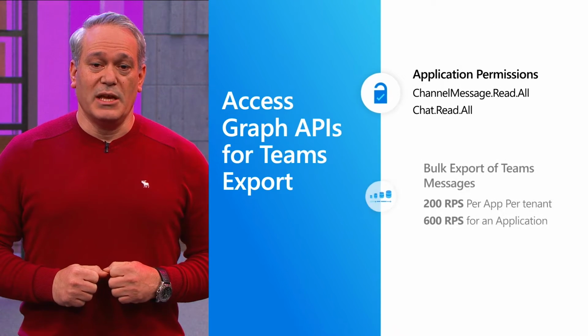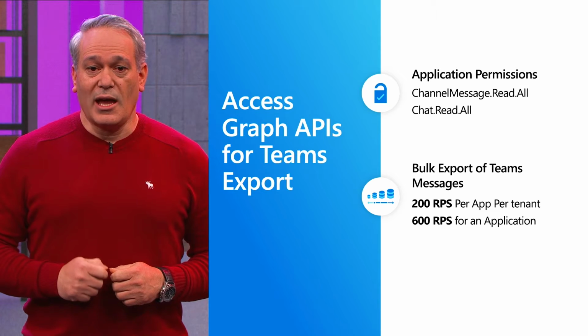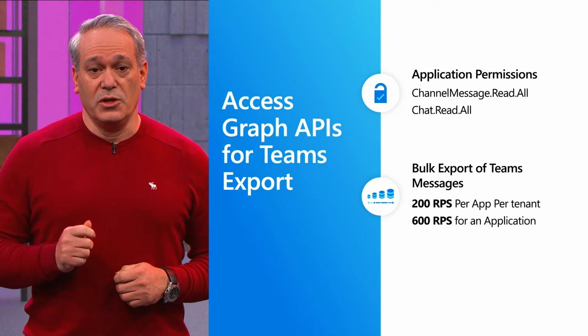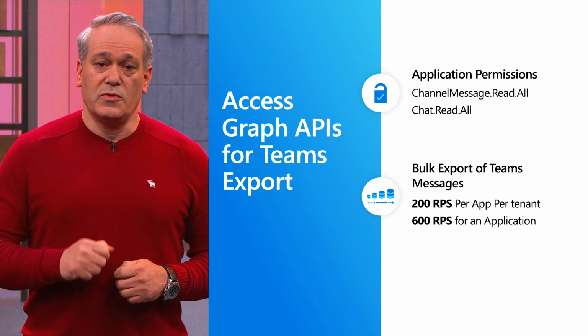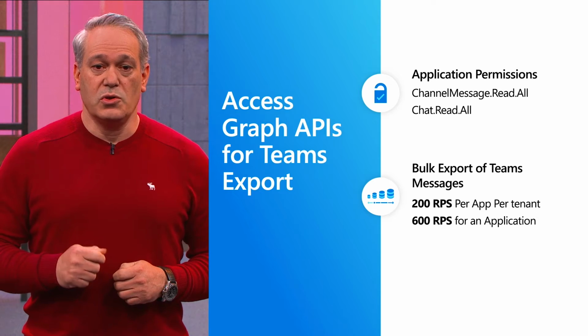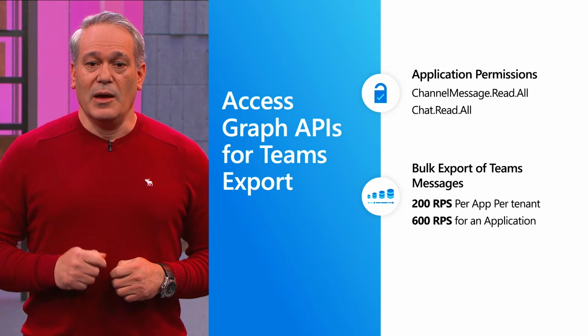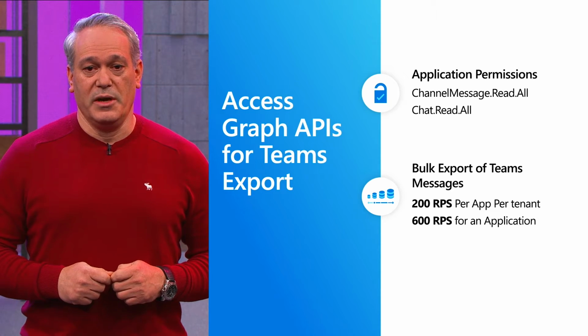Graph APIs for Teams export are only enabled with application permissions. You will need to request tenant admin consent for ChannelMessage.Read.All and Chat.Read.All to get access. We also increase the throttling limits of these APIs to allow for bulk access of data for most of the supported scenarios. I'm looking forward to seeing what you will bring to market with these powerful Teams Graph APIs.